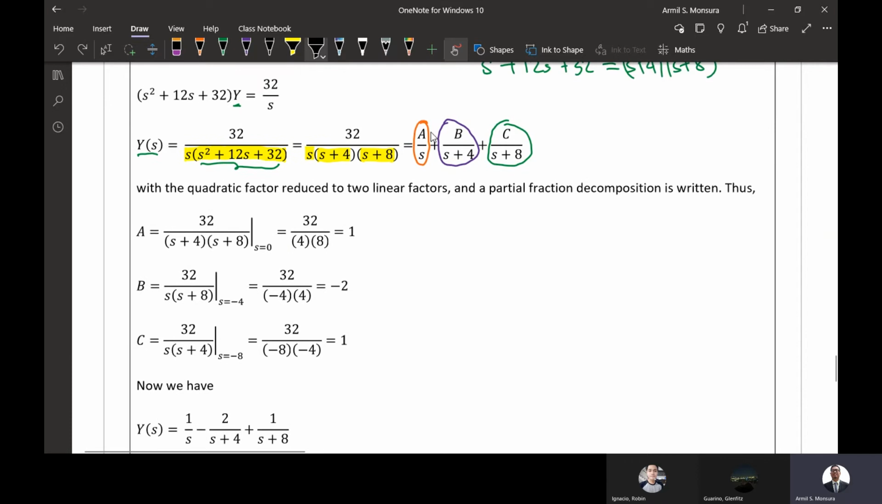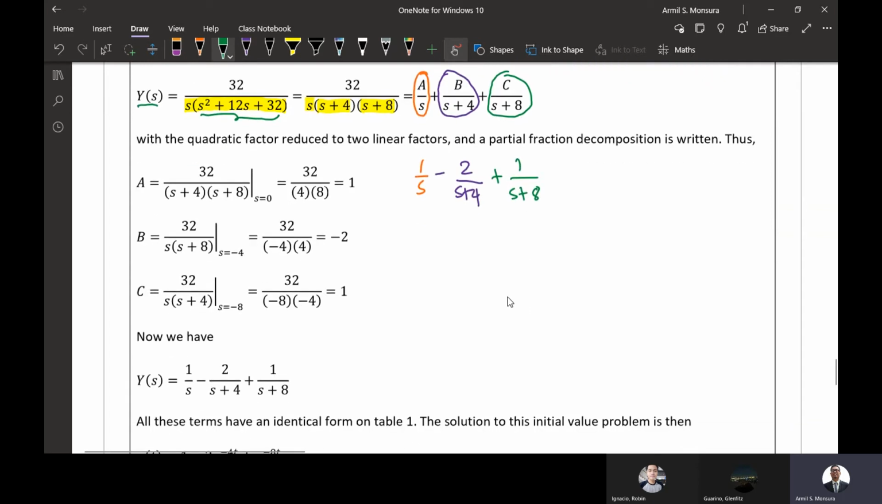So, ngayon, if A is 1, B is negative 2, and C is 1, magiging ano siya, 1 over s minus 2 over s plus 4, okay, plus 1 over s plus 8. Okay? So, ito na nga yun.